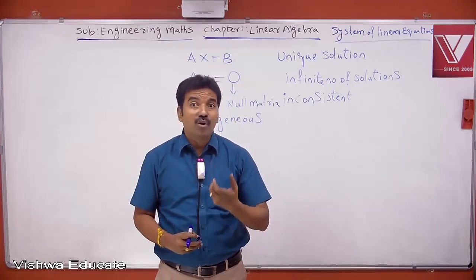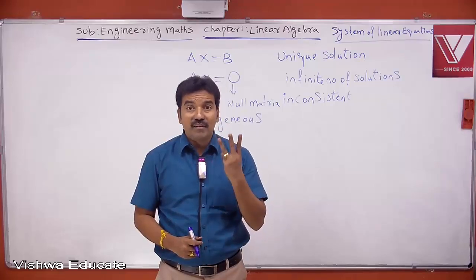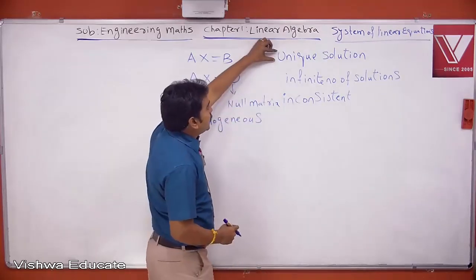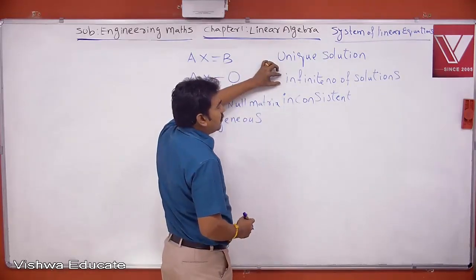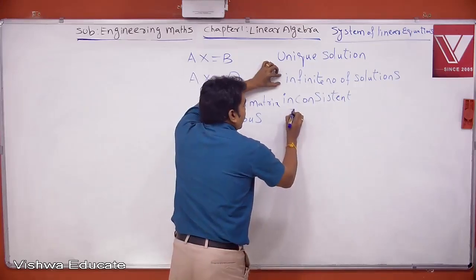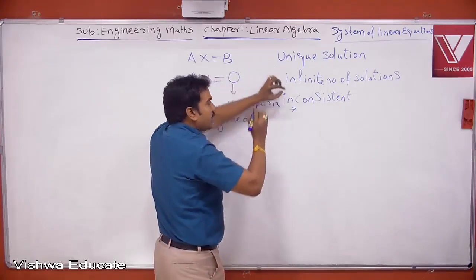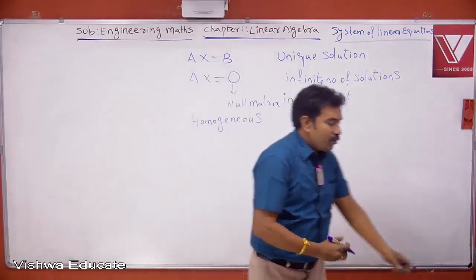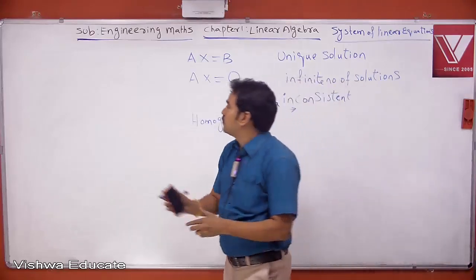So in case of non-homogeneous, we have three different cases: consistent with unique solution, consistent with infinite number of solutions, and the third one is inconsistent. Let us discuss three different cases to analyze these points.